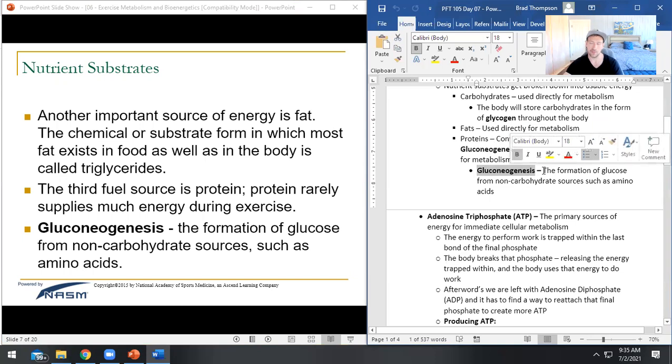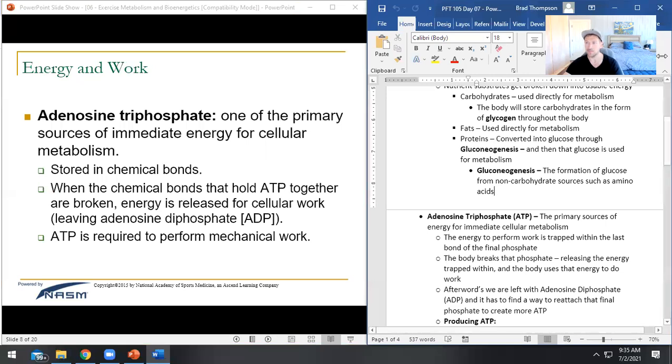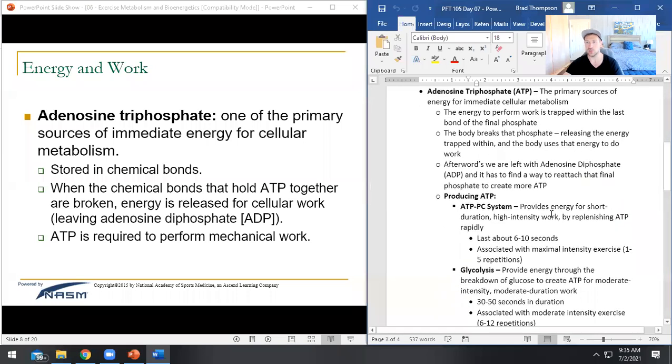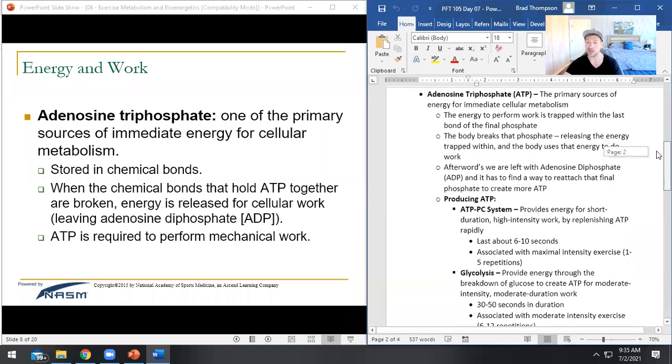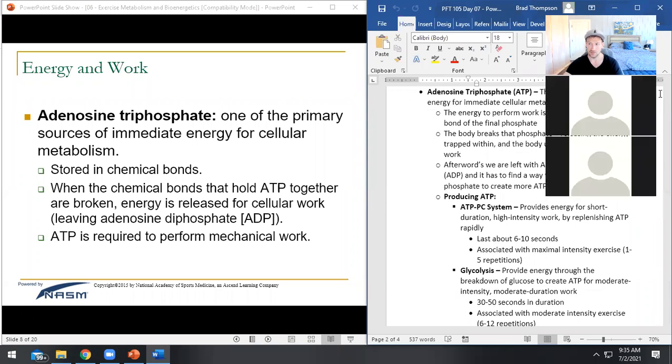This is a term that will definitely come up many times because it's basically something we are trying to avoid at all costs. So NASM's going to ask you about this for sure. It is the formation of glucose from non-carbohydrate sources like amino acids. So try to avoid gluconeogenesis. Give yourself enough carbohydrates to ensure that your body can maintain its muscle mass rather than turning your muscle mass into sugar to be used for energy. When I put it that way, it's like, okay, yeah, that sounds like a great deal.